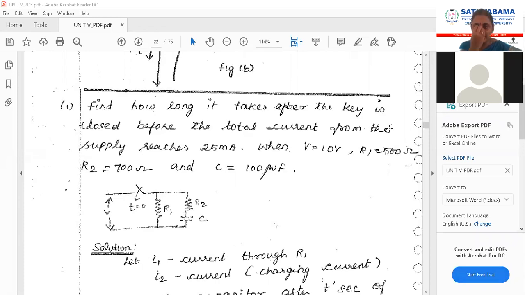Are you clear with the transients now? The last unit consists of transients and resonance. The fifth unit is transients and resonance. We have started with transients. After completing DC and AC transients, we will be starting with resonance. By the time today, we will be posting the assignment 3. The third assignment will be posted today. Please complete it within the due date.